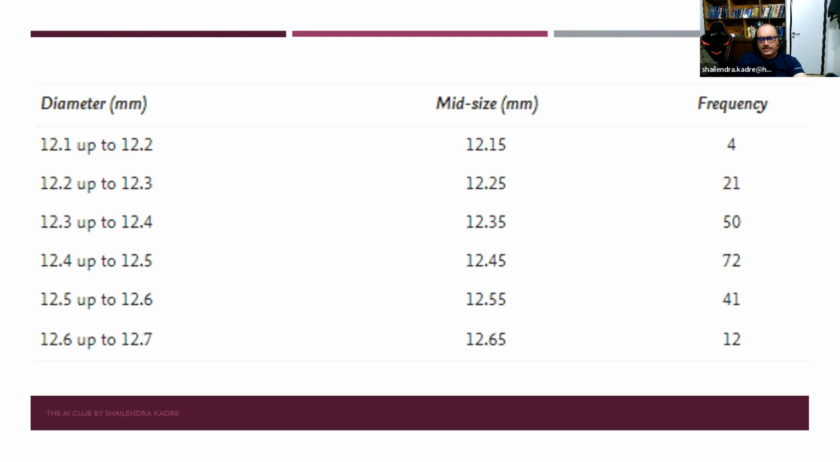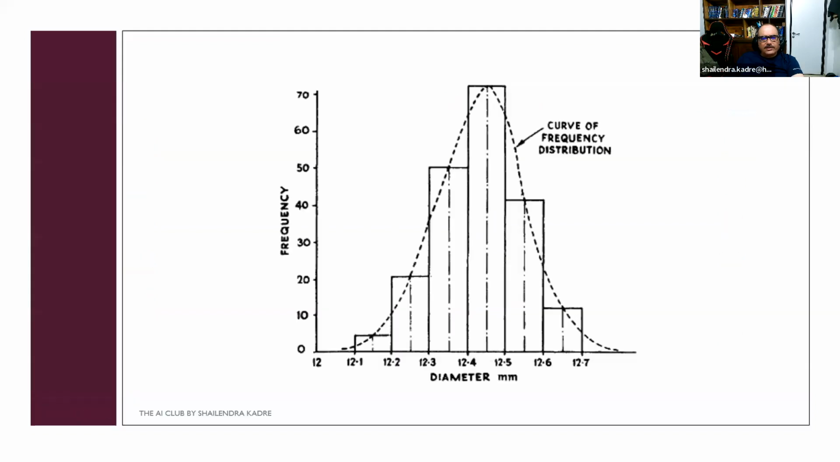Now, if I plot this, I get a frequency plot. We have discussed this frequency plot earlier, but people have a tendency to forget many things, so I am repeating it because it is important for our lecture. On the x-axis, I am plotting the ranges: 12 to 12.1, 12.1 to 12.2, 12.2 to 12.3, 12.3 to 12.4, and so on.